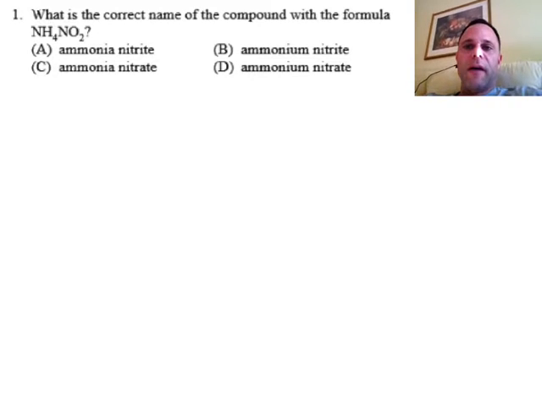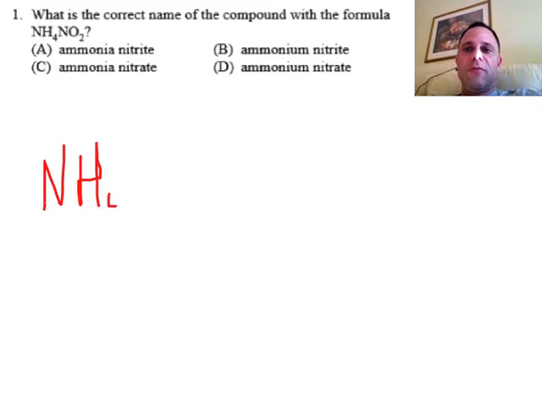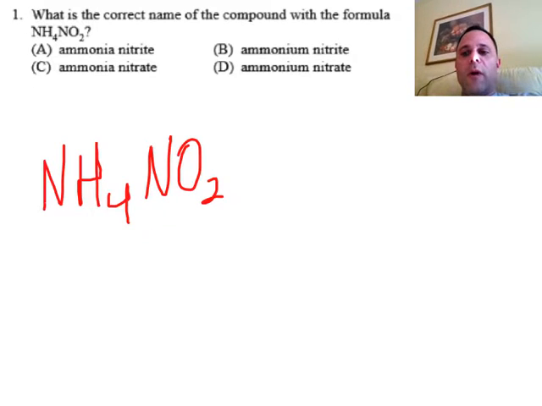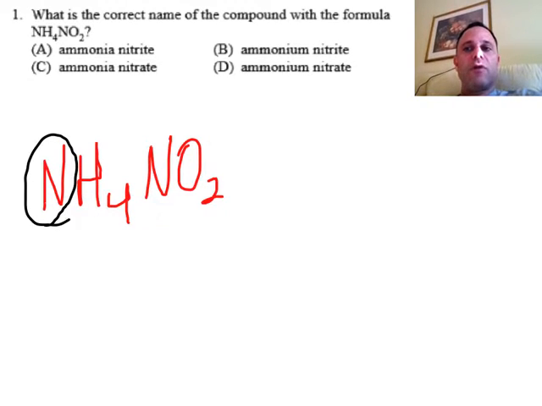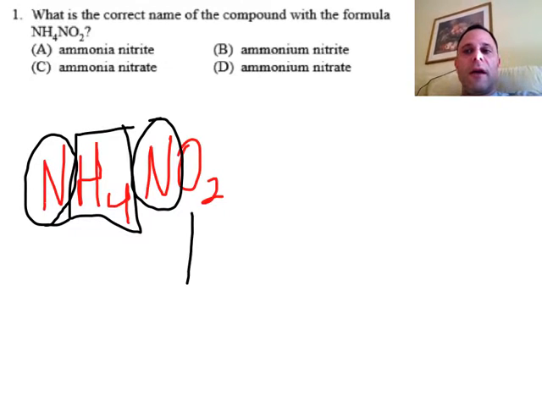Let's inspect that. NH4NO2. Now, if you see more than two different elements in a compound, please, at this level of chemistry, be suspicious that a polyatomic ion is present. So I see nitrogen, I see hydrogen, and I see oxygen. I do see three different elements. So I am suspicious of a polyatomic ion.